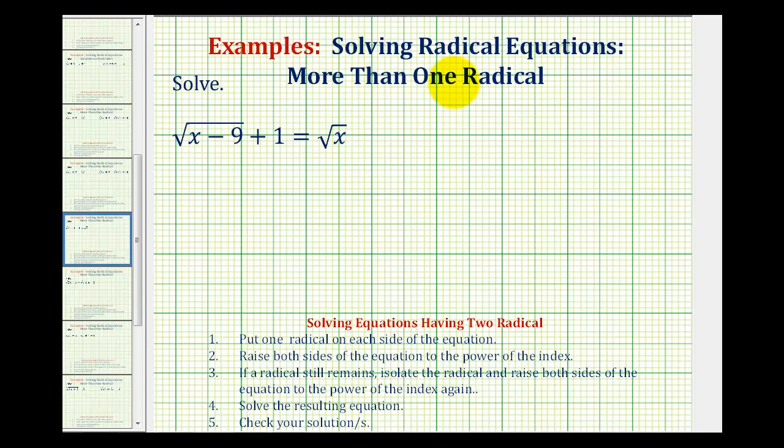We want to solve the given radical equation, the square root of the quantity x minus 9, plus 1, equals the square root of x. Because this radical equation contains two radicals, we want to follow the guidelines given below.